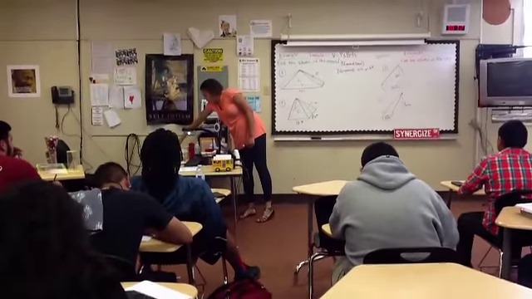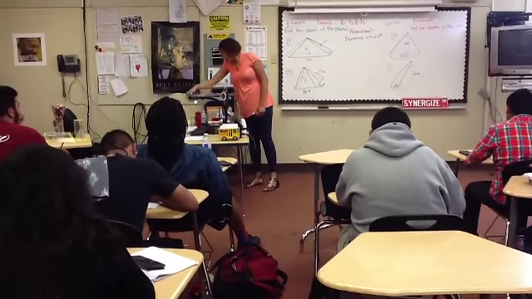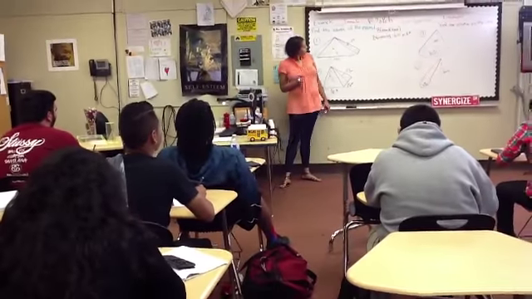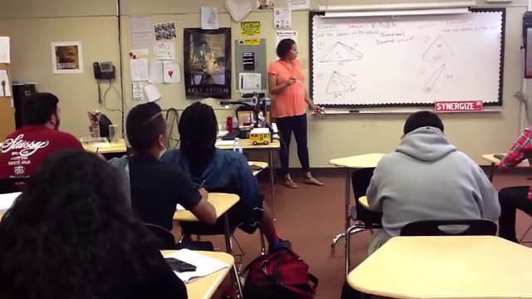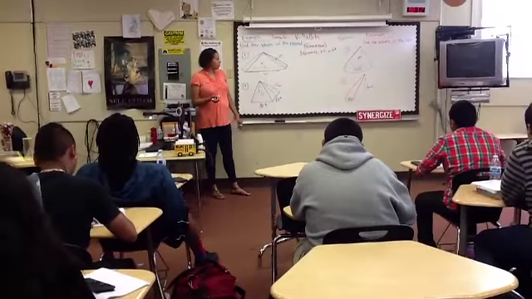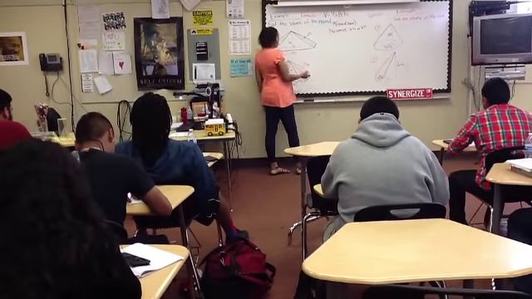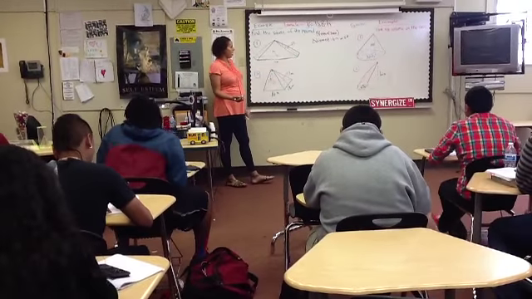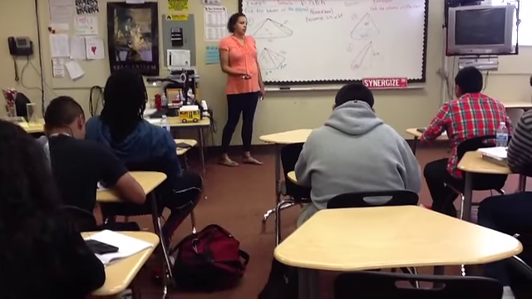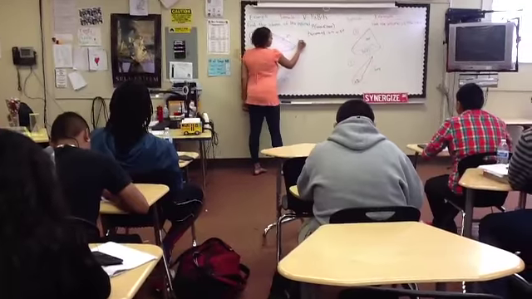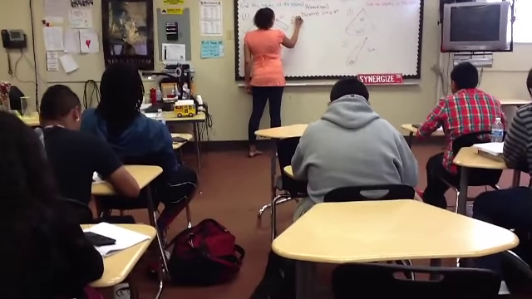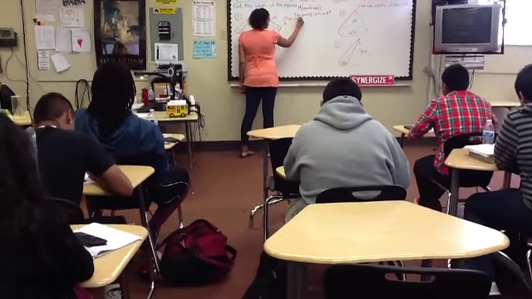Can someone go ahead and tell me what the height of the pyramid is? Do we have the height? No. How can we figure out the height of this pyramid? Pythagorean theorem. Okay, so first of all, let's figure out what our hypotenuse is. What's the length of our hypotenuse? 25. So we'll go ahead and start with c squared, which equals a squared plus b squared.